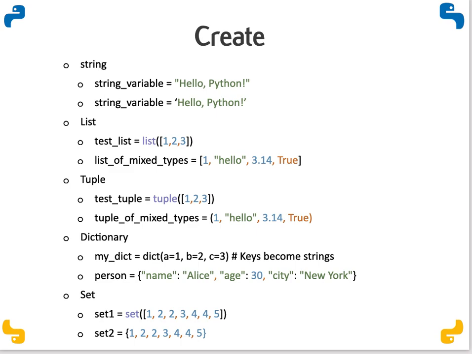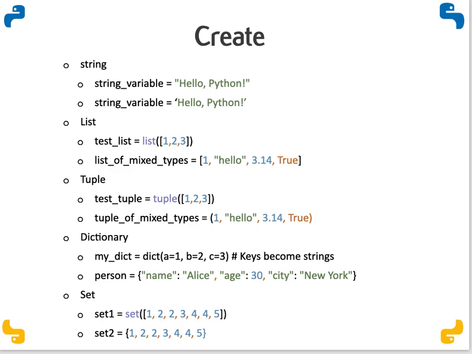Alright, we have talked about what these data types are. Now let's get practical. How do we actually create them in Python? First, strings. Strings are how we represent text. We can create them using either single or double quotes. Next, lists. Lists are ordered and mutable. We can create a list using square brackets. You can initialize it with values inside.